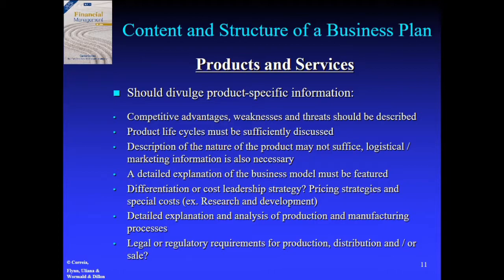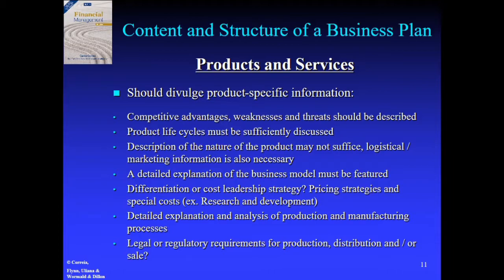The business plan should also include information about pricing strategies and special costs, such as research and development, that are incurred when a new product is being developed. So the business plan would also need to include a detailed explanation and analysis of production and manufacturing processes. If there are any legal or regulatory requirements for production, then this must also be included, as well as any legal requirements for distribution and sale of various products.